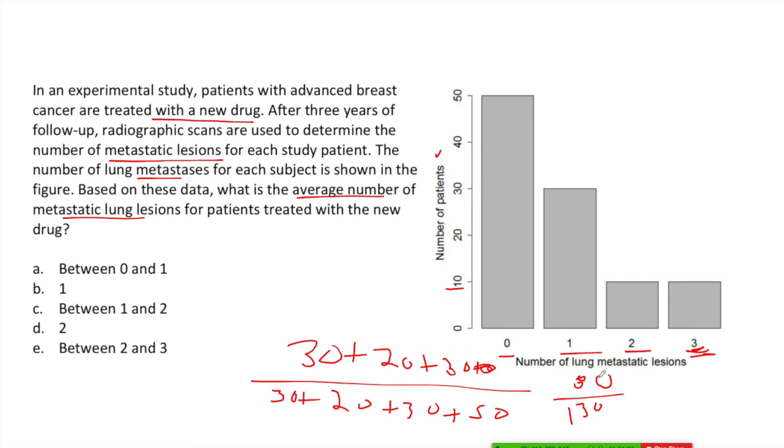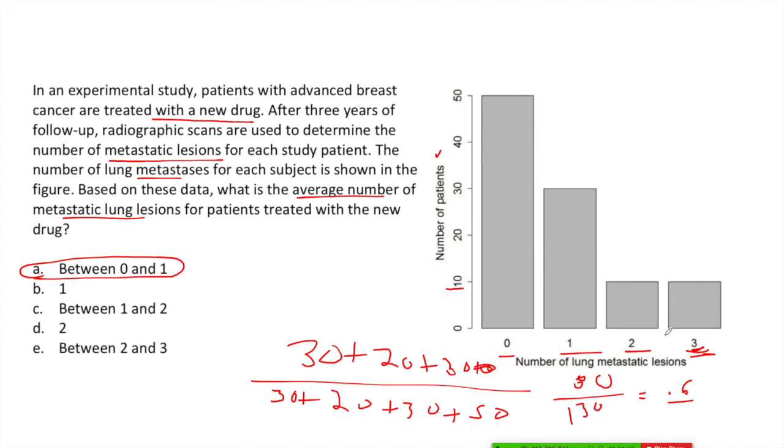Well, if we were to calculate this 80 over 130, this would be something like 0.6, maybe 0.7, something like that. And so the average number would just be between 0 and 1.